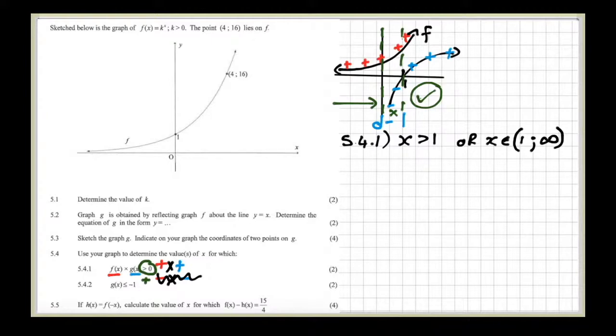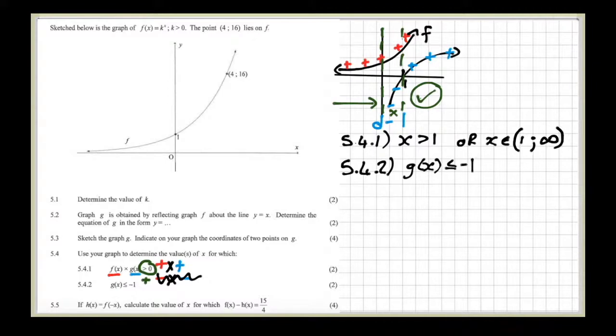Let's go over to 5.4.2. Now 5.4.2, for me, when I did it, was kind of an interesting question. So the interesting question was, where is g(x) smaller or equal to -1?